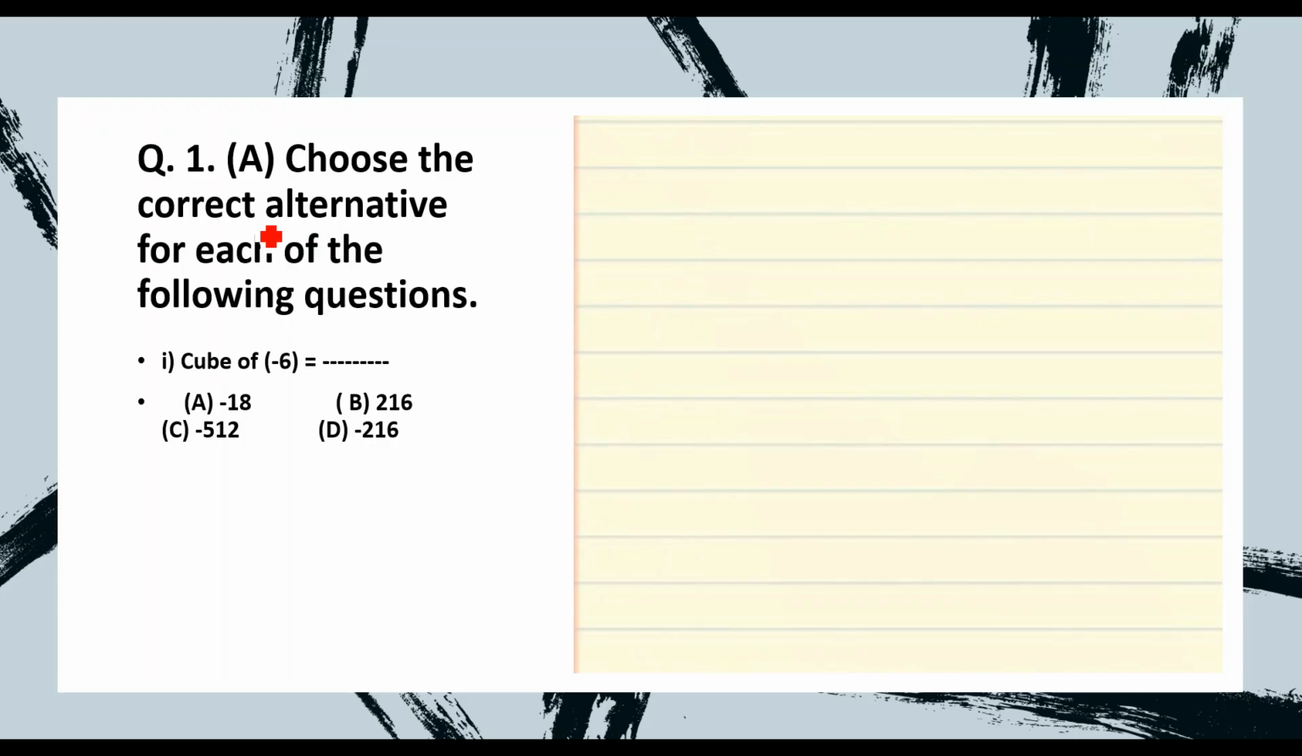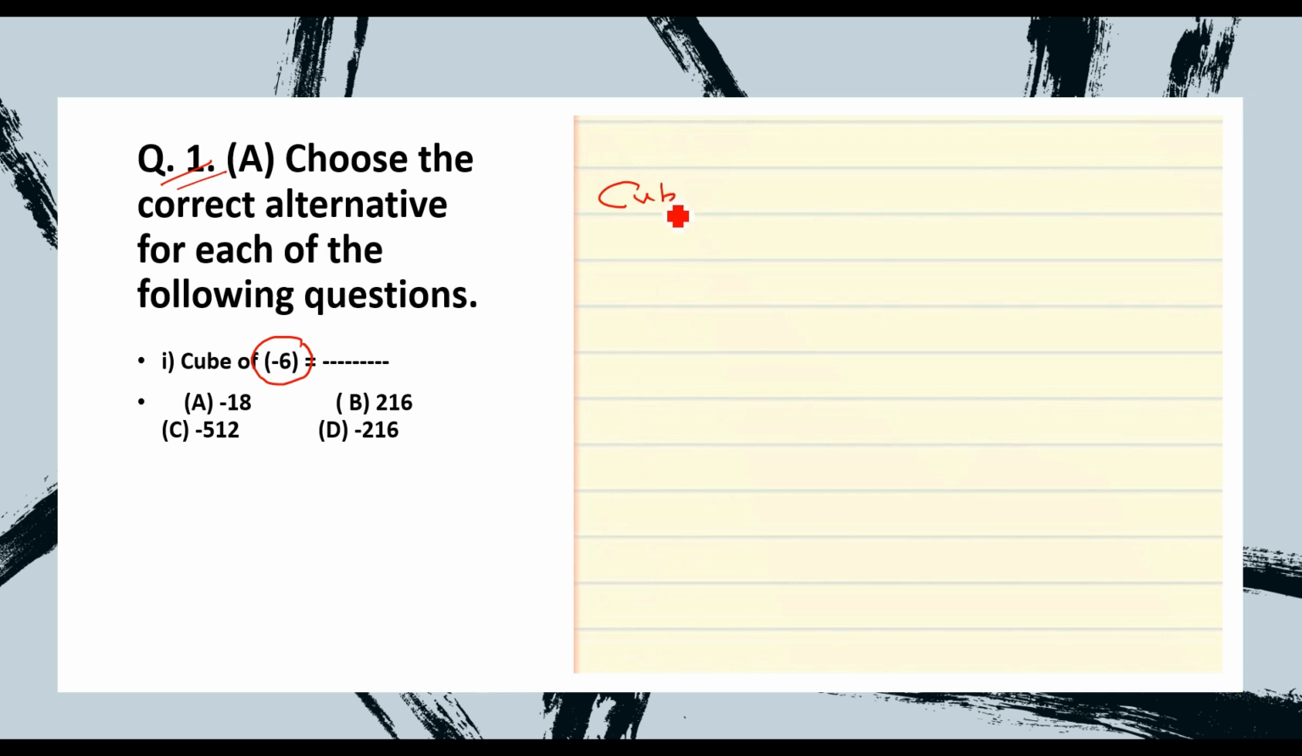On the screen, you see question number 1. Choose the correct alternative from each of the following questions. The question is: cube of minus 6 is minus 18, 216, minus 512 or minus 216. So let us elaborate the answer of this question.